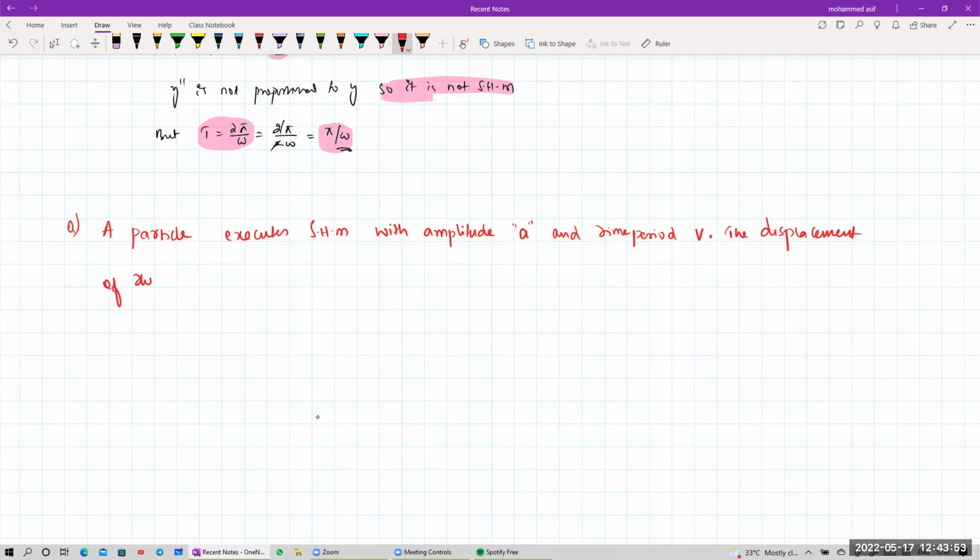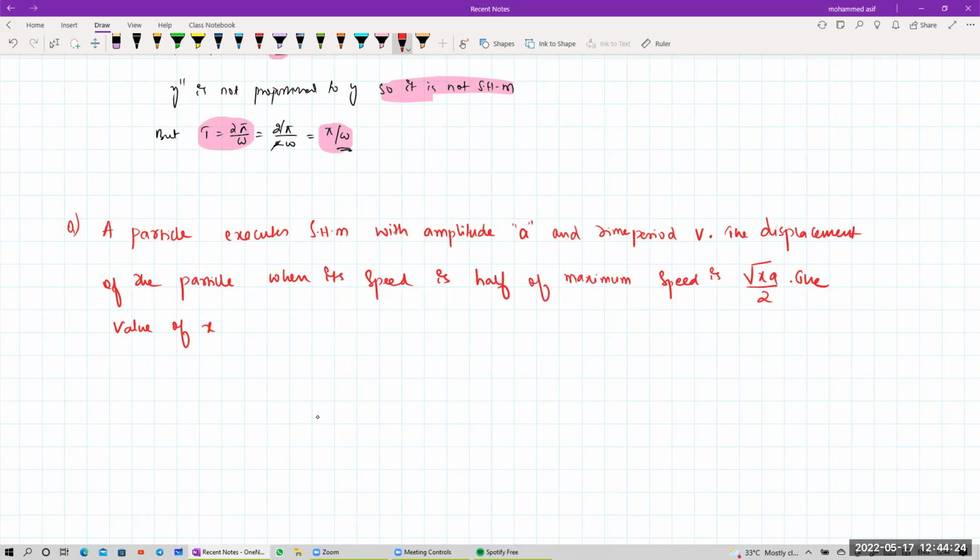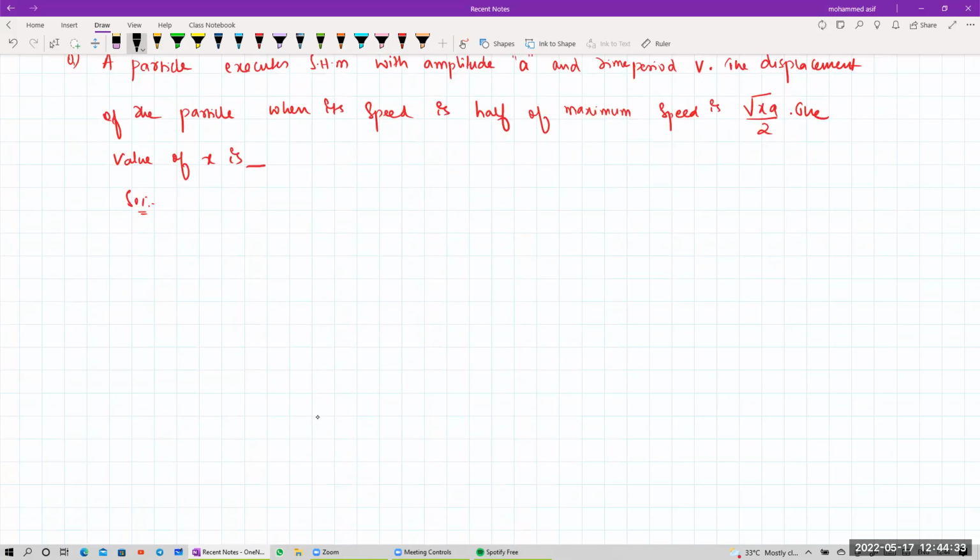The displacement of the particle, when its speed is half of the maximum speed, is root of x into A divided by 2. The value of x is the question. Yes sir, try it.